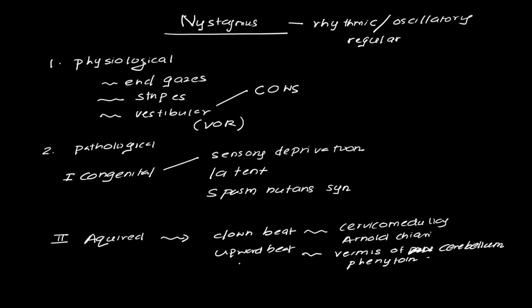Right. Then there is the gaze evoked nystagmus. When you try to perceive an object, then the nystagmus actually comes. This is a problem with the brain stem, particularly the brain stem. So if there's a gaze evoked nystagmus, it might be a problem in the brain stem.